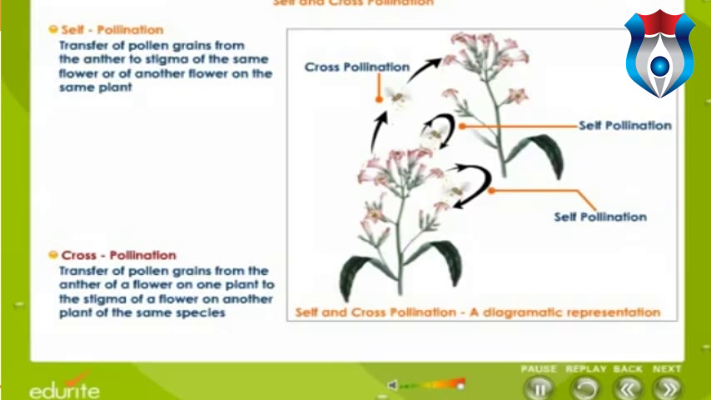Cross-pollination. Cross-pollination is defined as the transfer of pollen grains from the anther of a flower on one plant to the stigma of a flower on another plant of the same species.